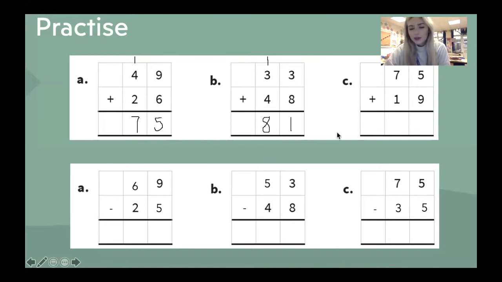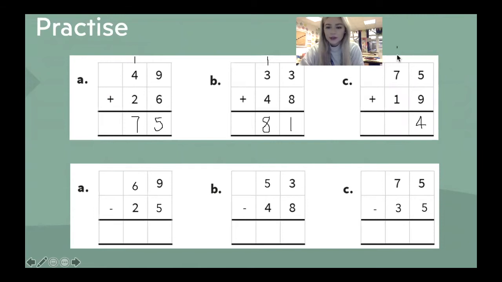The next question, we are doing 75 plus 19. I know that 5 plus 9 is going to be more than 10. So I'm going to need to regroup again. So what we're going to do, if I can get my pen to work, which would be really helpful. There we go. 5 plus 9 we know equals 14, so I'm going to put the ones from that number, the 4, into the ones column, and then I'm going to regroup and put the tens from that number into that column.